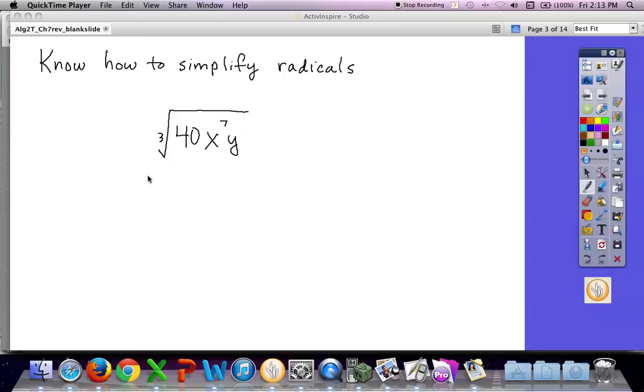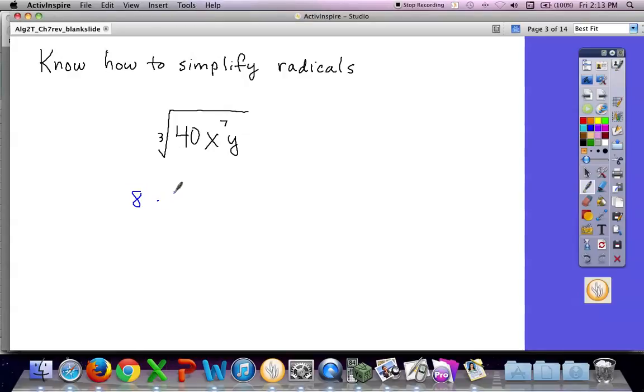You have to look at the 40 and say, is it a perfect cube? You have a formula sheet in your hand, so you need to at least be able to look at it. In fact, 40 is not a perfect cube. Does it have any factors that are perfect cubes? 8 is a perfect cube. 8 times 5 is 40. So you would split it up.